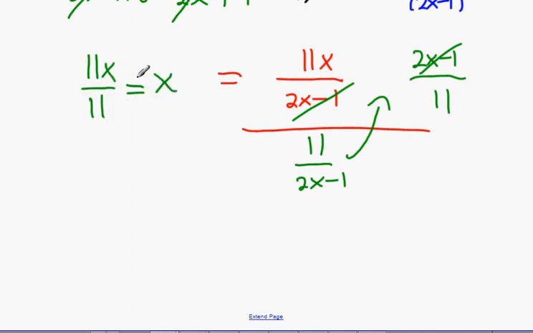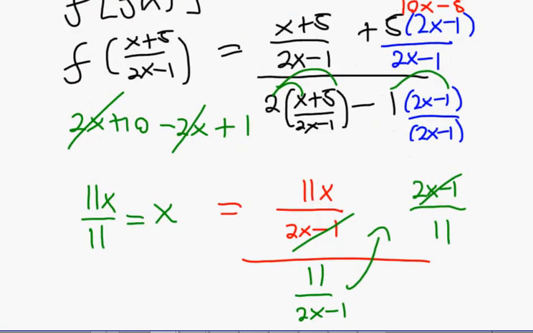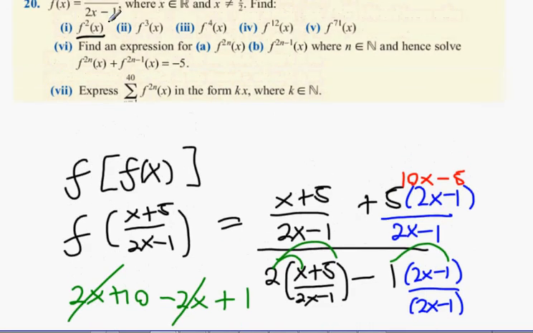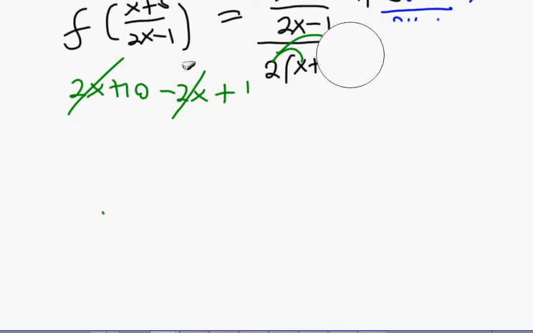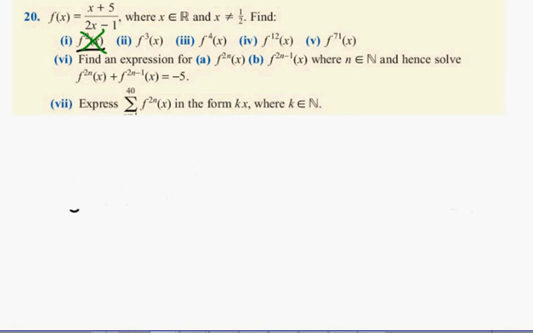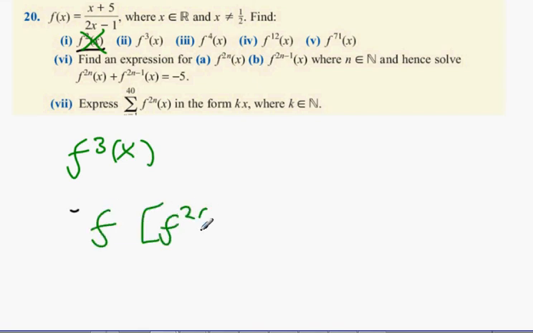Now, this means that f2 of x is x. When you do the function twice, you get x. Now guys, what does f3 of x mean? It means f of x 3 times, or f after you've done it twice. And when we do it twice, we know the answer is x. So it's the same answer as the original function.